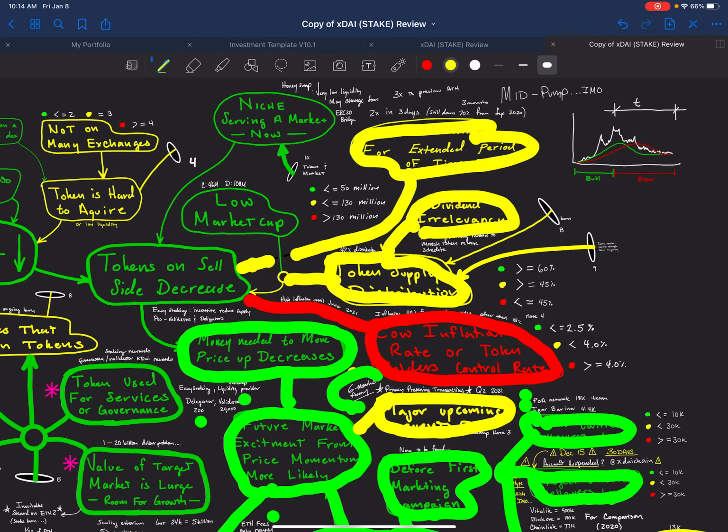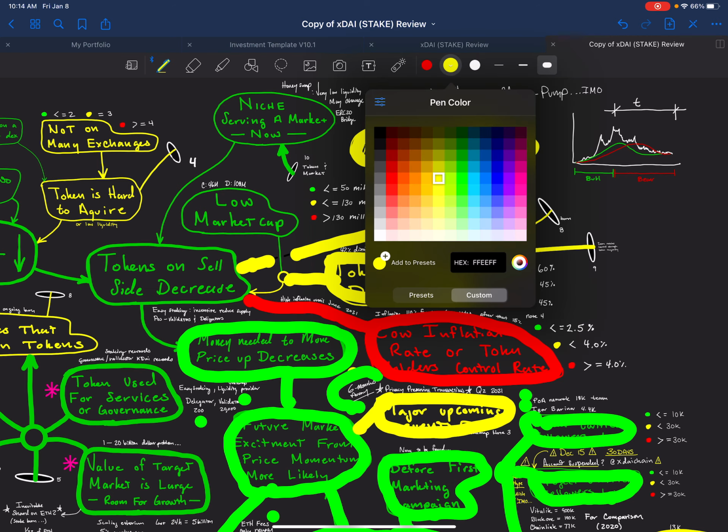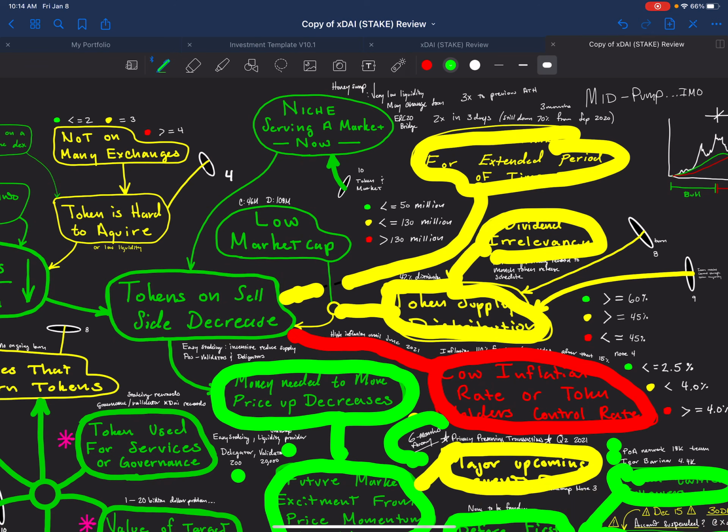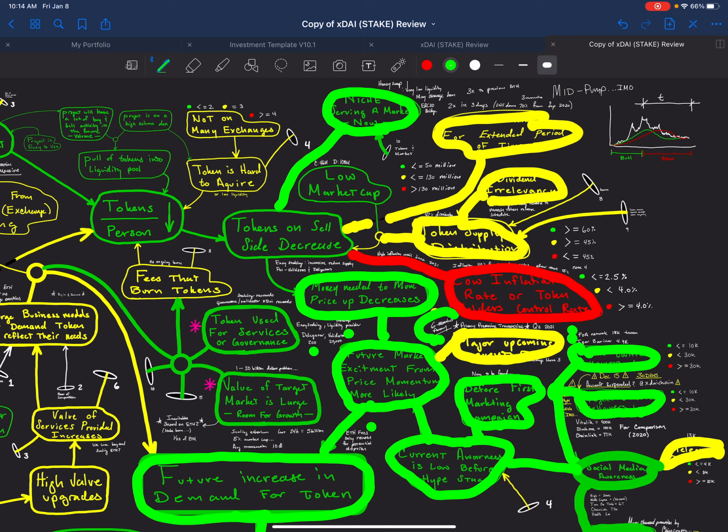Because we're in a bull market now, it's likely to see price appreciation. However, I put yellow because it's already seen 2x in 2 days. So it's niche. It's currently serving a market now. Well, HoneySwap, or being able to move ERC20s onto their system, that is a very good niche to have, especially with Ethereum's ridiculous fees. So I put that as green. They have a good niche.